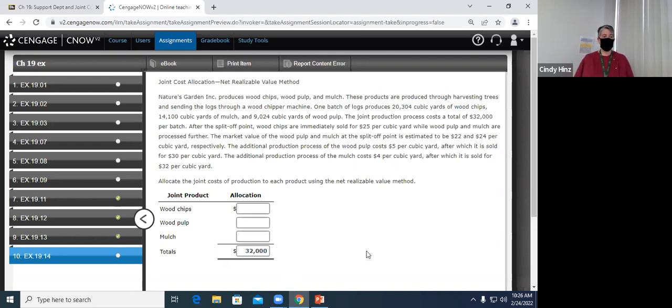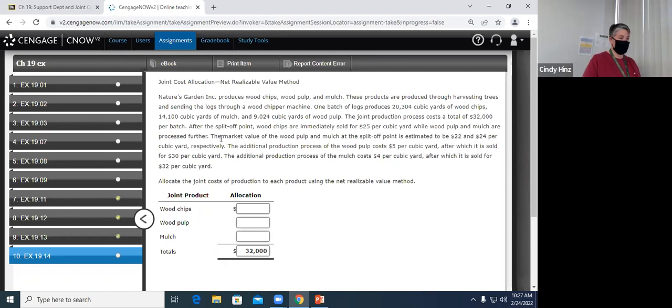So this may be a situation like what I was describing for the refinery in the previous exercise. They may not be able to control the split between these products. You put the logs through the chipper and some of it's gonna come out as chips and some of it's gonna come out as mulch and some of it's gonna come out as pulp. And that's what we're stuck with, if you will.